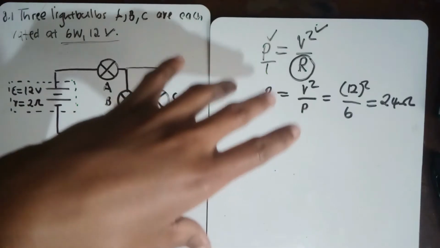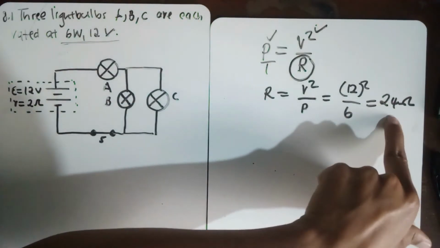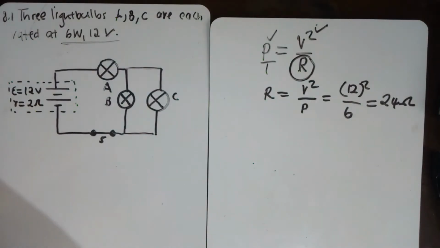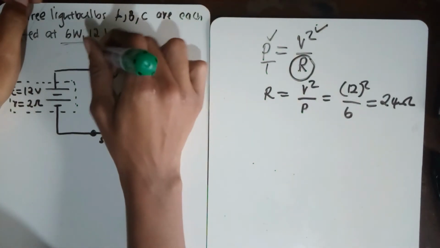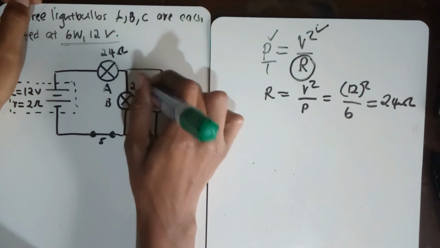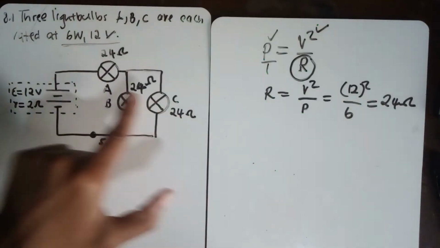So it's a straightforward question. They will mark you for the equation, the substitution, as well as the final answer. That's where those 3 marks are coming from. So we found that the resistance is 24 ohms, as well as 24 ohms here. So they're identical, these light bulbs.